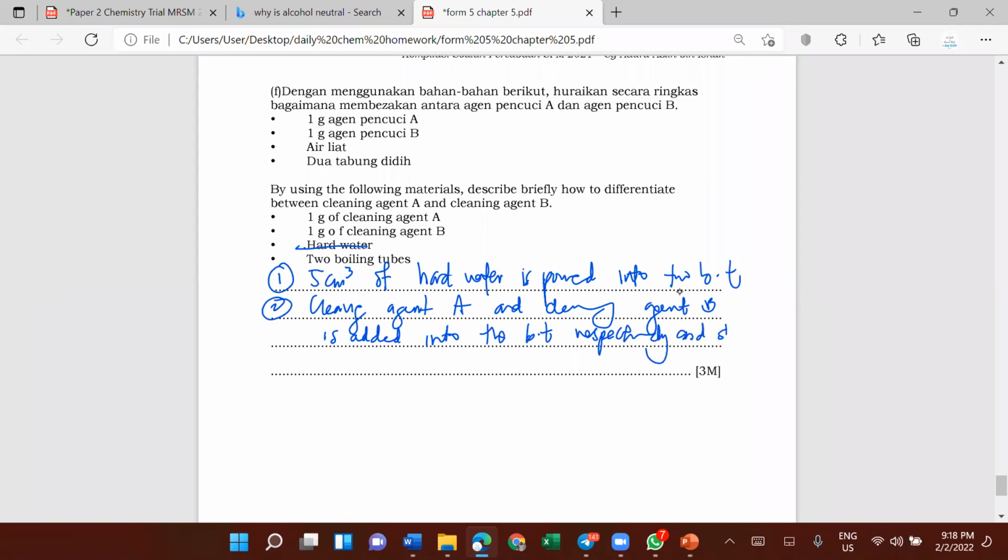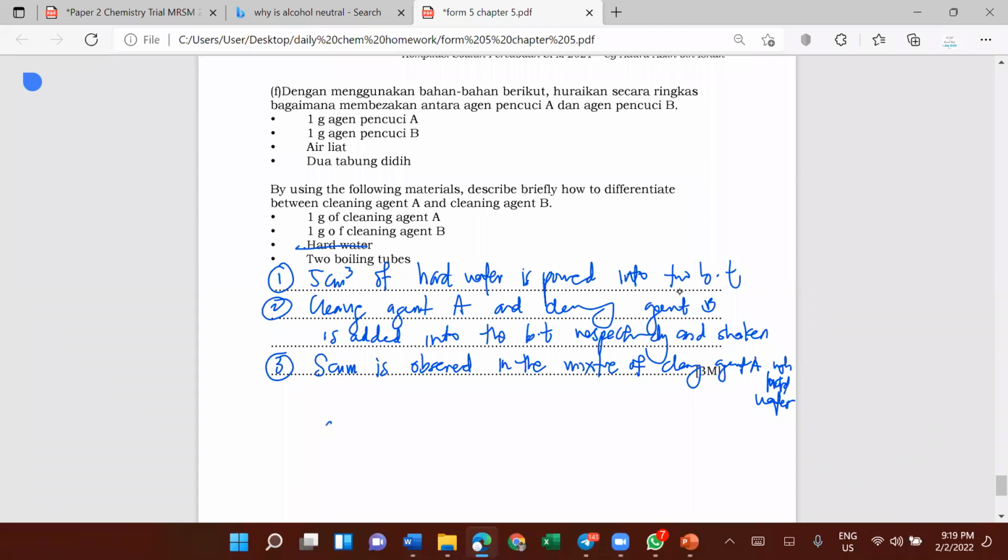Now, if you did the way that teacher did prior to this, it's fine. I am just showing you a different way of writing. Just now I mixed them together. Here, I'm putting them separately. No difference. Third one, scum is observed. You did well, Naim. Your answers were very good. In the mixture of cleaning agent A with hard water. Remember, cleaning agent A is with hard water. I hope you all understand teacher's writing.